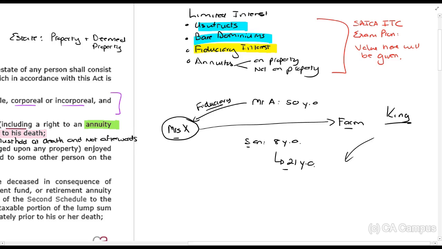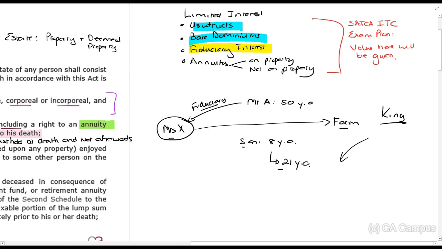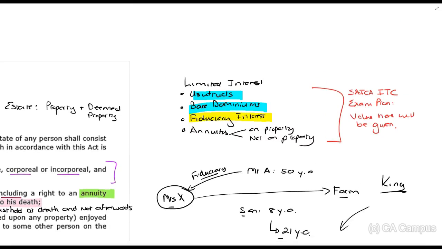Then we've got usufructs and bare dominiums. These ones you might have encountered before, but I always use this as an example. Let's say this amazing thing that you can see. That's a pen. This is the part that clips into your shirt. This pen, let's say it has a market value of 10 rands. That's the pen in your hand.